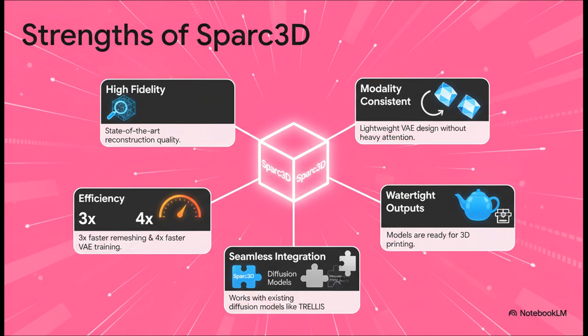So let's run through the wins. First up, fidelity. It's just state of the art. It keeps the details better than anything else. Second, efficiency. It's way faster. We're talking 3x faster for remeshing and a 4x speed up for VAE training. That's huge for researchers. Third, the outputs are always watertight, perfect for 3D printing right out of the box.